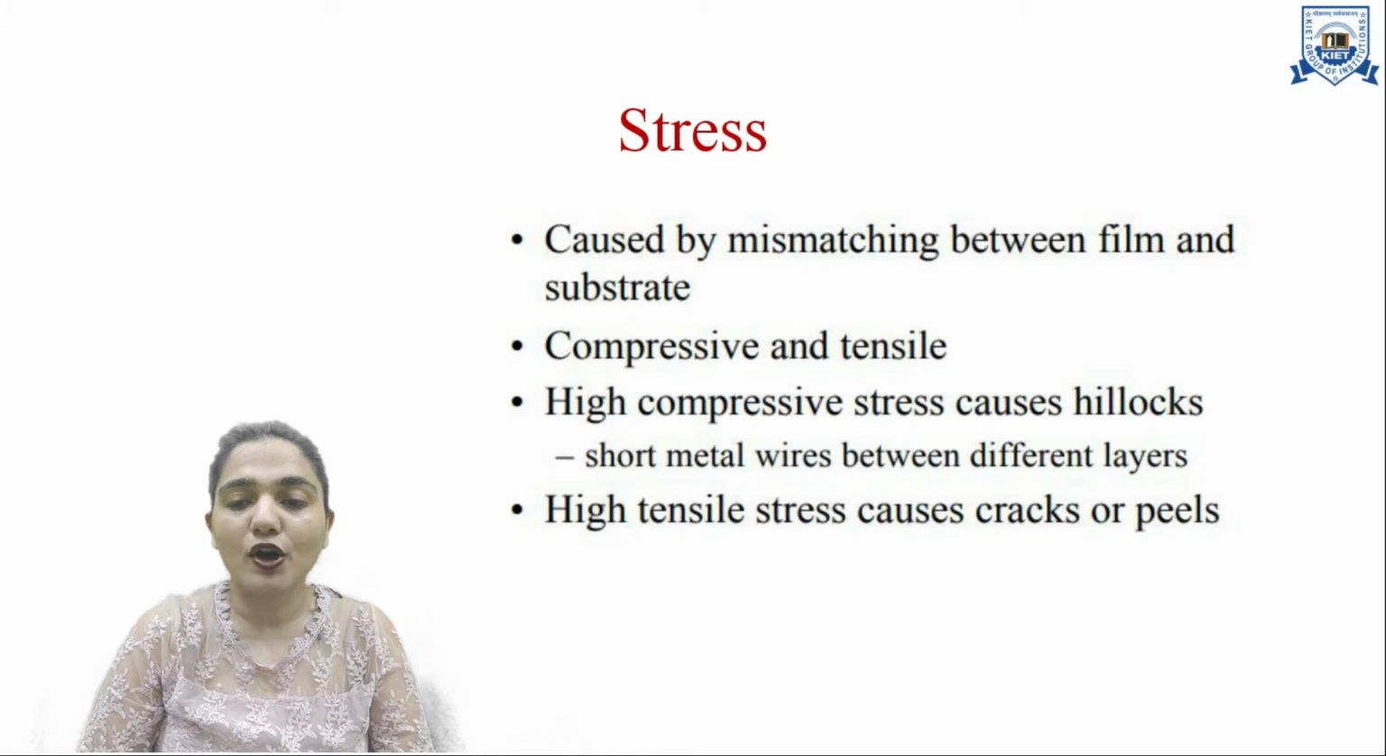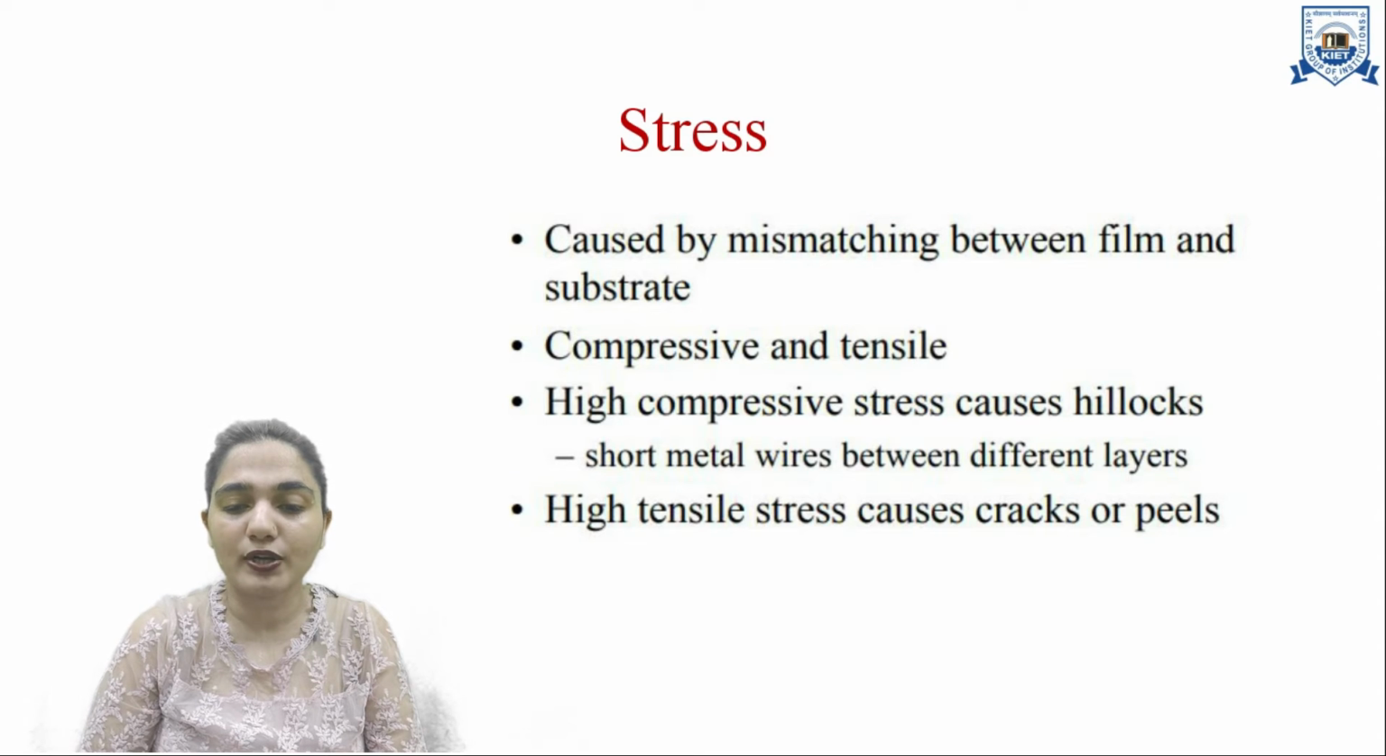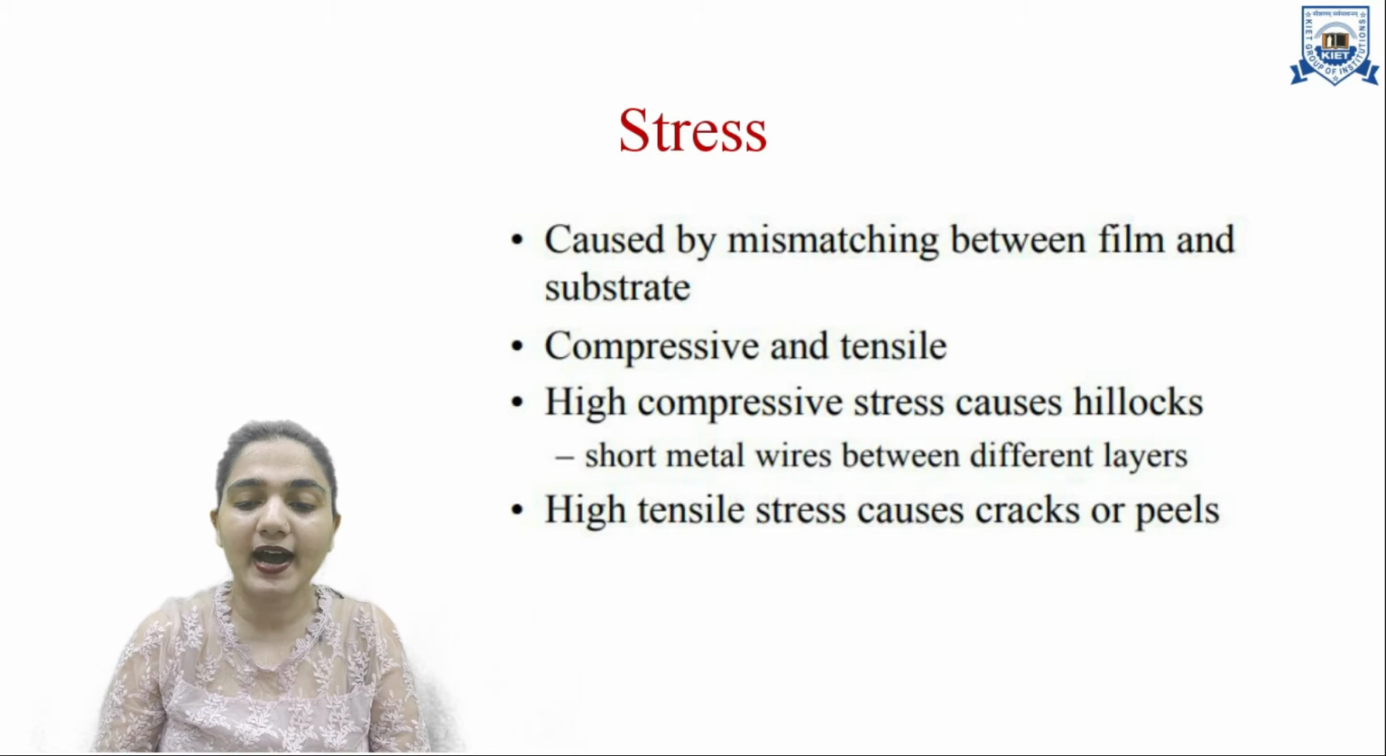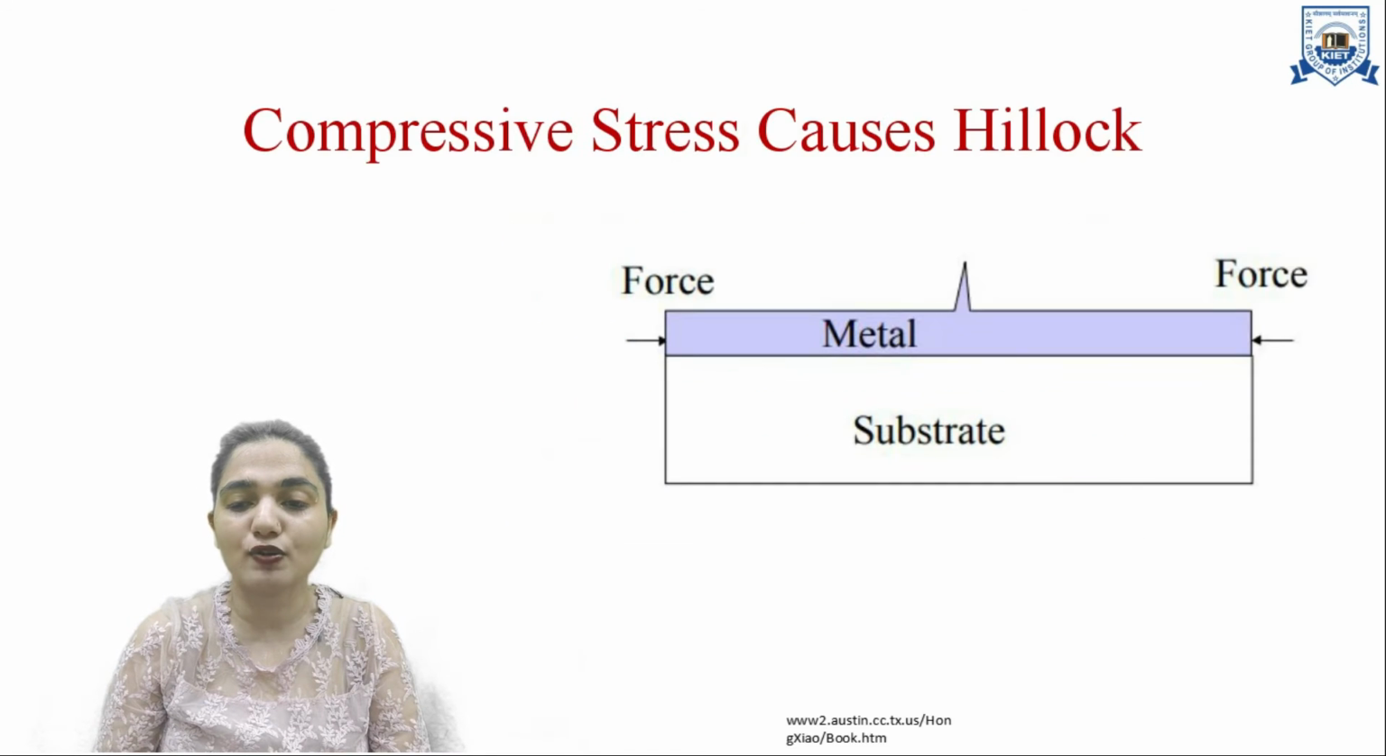Now stress is caused by mismatching between the film and the substrate. It is compressive and tensile stress. We have two types of stress. High compressive stress causes hillocks, and we will be talking in detail about hillocks. I will be showing you with the help of a picture what a hillock is. Short metallic wires between different layers will be there. High tensile stress causes cracks or peels.